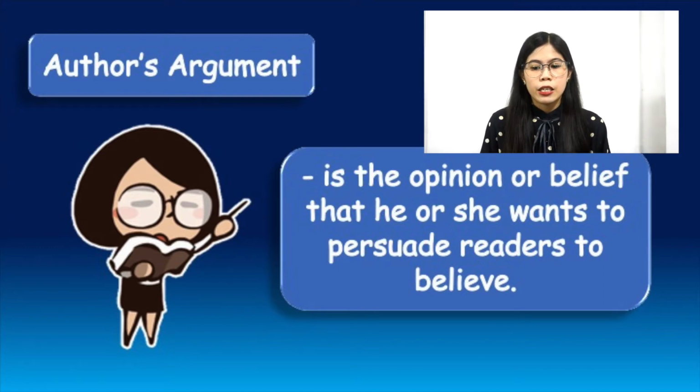Example, death penalty should be legalized in the Philippines, and then the author will tell the reasons. Another example, boys are way better than girls in terms of cognitive intelligence. Then the author will provide details to support his or her statement. Another example, Mobile Legends and TikTok app should be banned in the Philippines. And then the details. Those are examples of an author's argument.